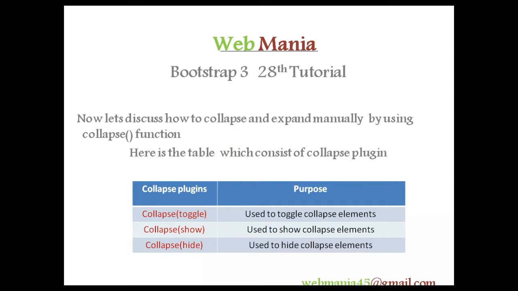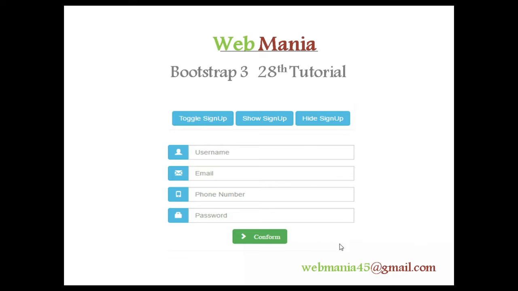And similarly show, when we click on this, we want our section to expand, and hide stands for when we click on this we want our section to collapse. So we want this layout to be achieved. This is our toggle sign up. When we click on this we want this section to expand. When we click back on this we want this section to collapse, and when we click on show sign up we simply want this section to expand, nothing more from this button. And when we click on hide we want this to collapse.